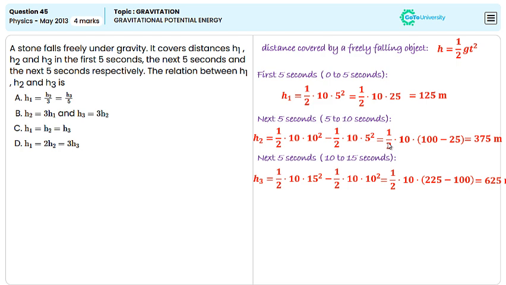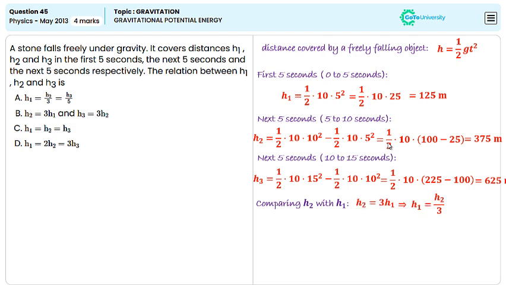From these calculated values, we have h1 is equal to 125, h2 is equal to 375 and h3 is equal to 625. Let us compare h2 with h1. See, the value of h2 is 3 times that of h1, so h2 is equal to 3h1. Therefore, we can write h1 is equal to h2 by 3.